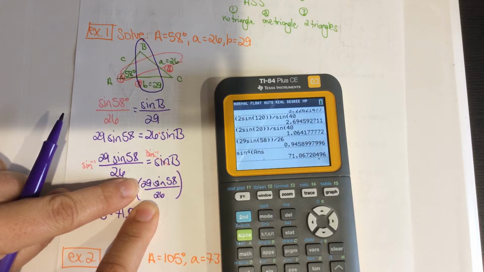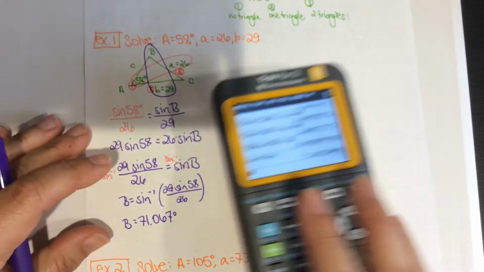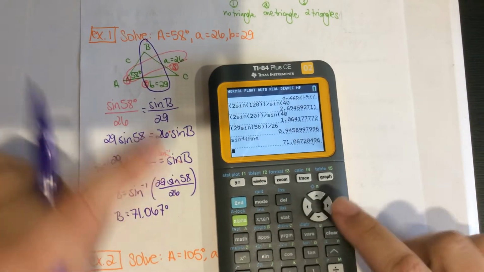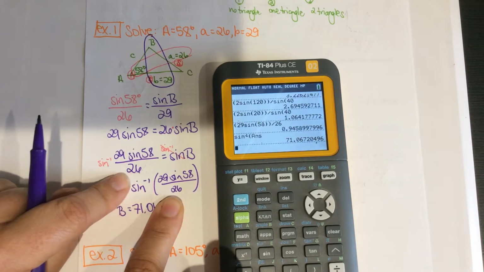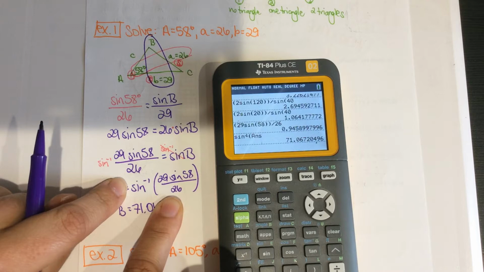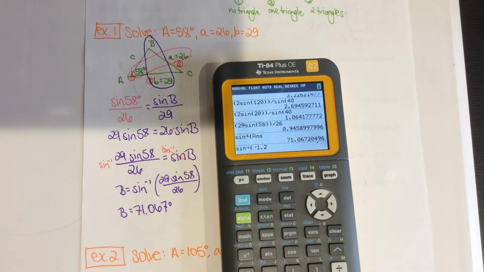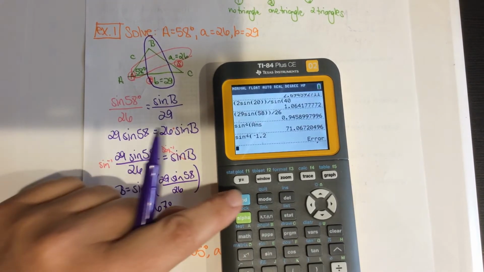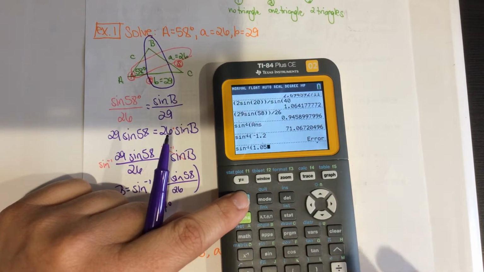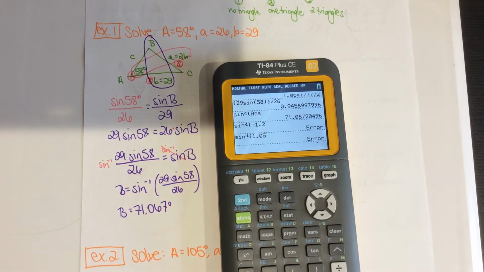What happens if this number that I get when I punch this parenthesis into my calculator is greater than 1? Well, think about the sine graph. We know the sine graph does this, right? In between -1 and 1. So if this number right here is not between -1 and 1, and I try to do sine inverse of that, my calculator is going to give me an error. So let me just make up a number that is not between -1 and 1. My calculator doesn't know what to do. You can't find sine inverse of a number that is not between -1 and 1.